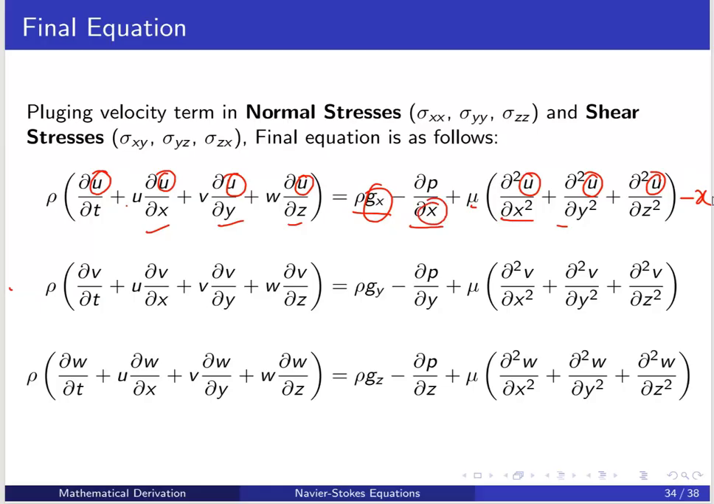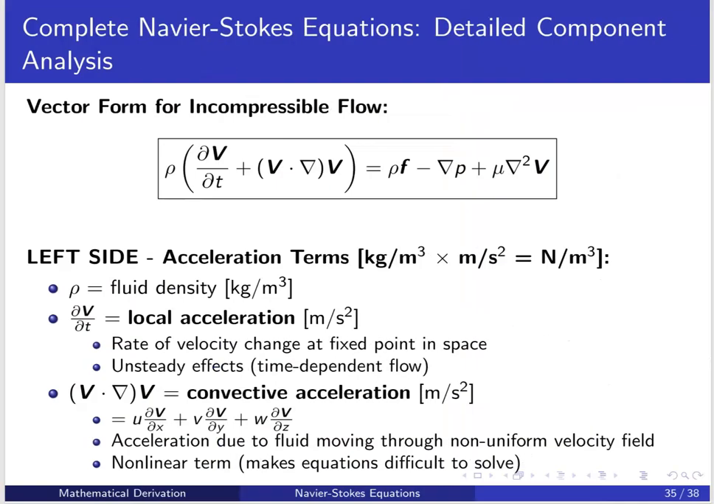Now for y, you change that u to v and here x to y, and these all will be v, so that will be your y momentum equation. Similarly, if you change u to w, that will become the z direction momentum equation. Now the complete Navier-Stokes equation and detailed component analysis.